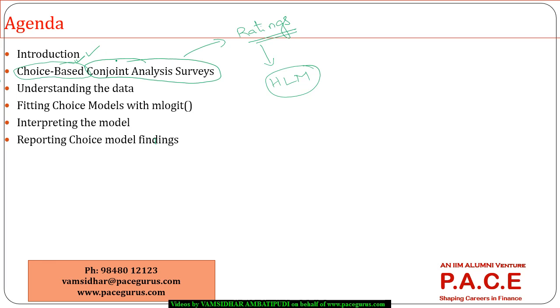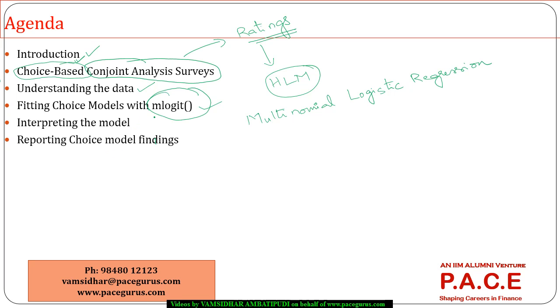So we will talk about the choice-based conjoint analysis surveys based on a data set. What do we look at in terms of the data for that choice-based conjoint analysis? How do I really fit a choice model? So we will introduce a package as well as a function called mlogit, which is nothing but multinomial logistic regression. We have looked at the binary logistic regression, but here we are going to move towards the multinomial logistic regression, where we are fitting the choice model.